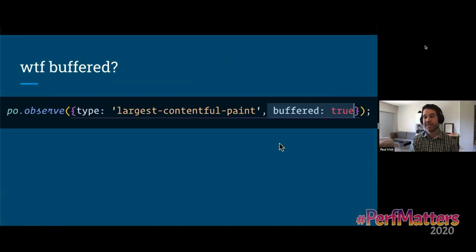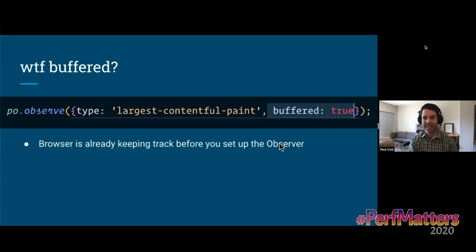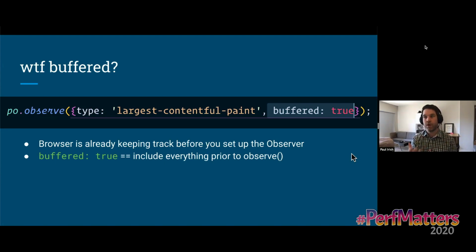The other thing I wanted to call out is this buffered flag, if you spotted that. What is that all about? It hasn't been covered too much. Annie did mention it. I just wanted to go over it again because it's really valuable. The cool thing is when performance observers came out, they didn't have this, but as of about a year and a half ago, they do. The browser is already keeping track of all these things before you set up the observer, which is really cool. So when you say buffered, you're just saying, I would like the observer to let me know about everything that happened before I called observe.